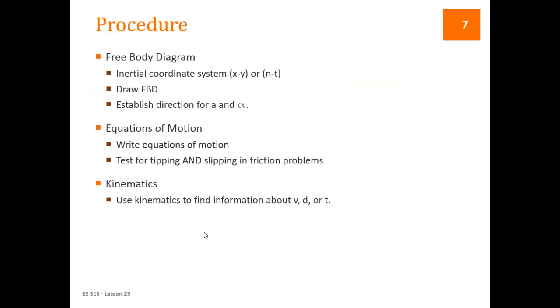The procedure here, as is typically true, is we start with drawing a free body diagram. We draw our inertial coordinate system, which could be xy or could be nt, and then we establish the directions for our acceleration and our angular acceleration. We write our equations of motion, which include both the translation equations and the rotation equations, test for tipping or slipping if we have friction, and then solve those equations of motion and apply kinematics if necessary to relate our answers to the velocities, distances, and times.